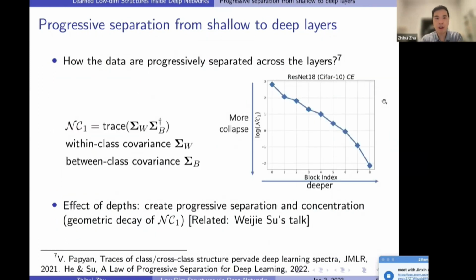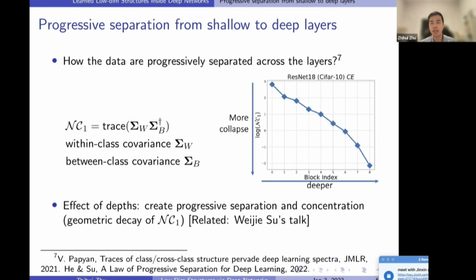Okay, so far we have talked about the learned features and classifiers. By features we mean the last layer features. And we have shown that there are neural collapse properties, which means that the features are well separated and they are well concentrated.